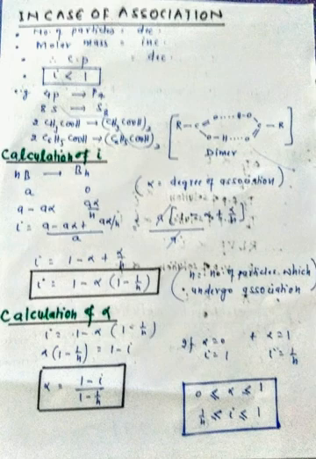Calculation of alpha, that is degree of association. So i is equal to 1 minus alpha into 1 minus 1 upon n. Or it may be written as alpha into 1 minus 1 upon n, this is equal to 1 minus i. Or alpha is equal to 1 minus i upon 1 minus 1 upon n.